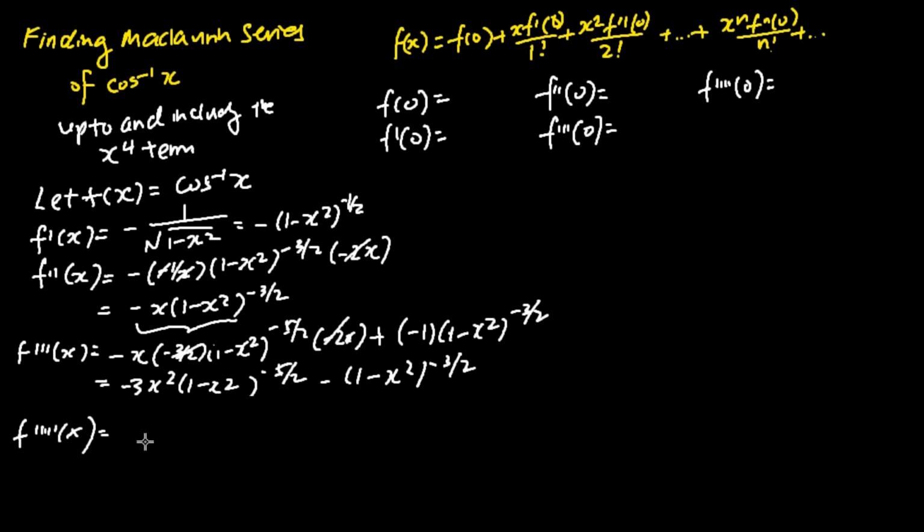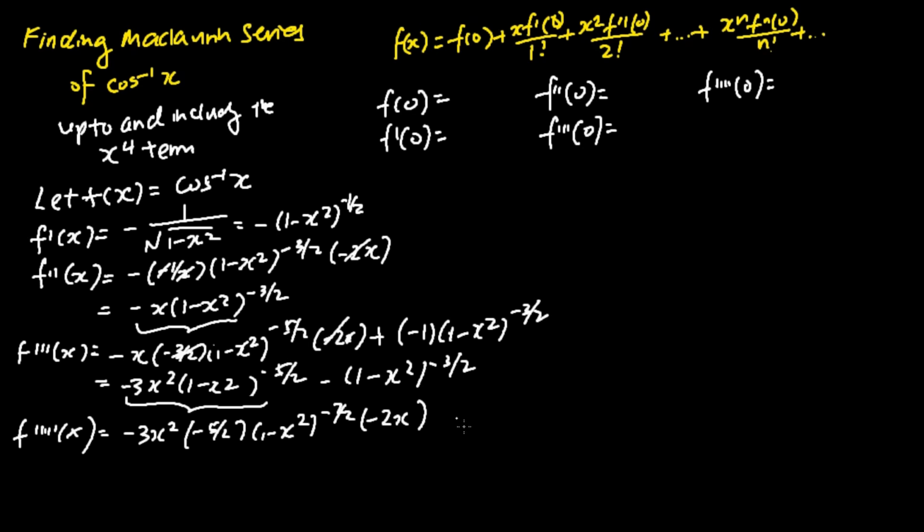So now let's work on next the f 4 times prime x by differentiating f triple prime x. For the first term itself, we will apply the product rule of differentiation. We start off by keeping my negative 3x squared, and we differentiate 1 minus x squared to the power of negative 5 over 2. We get the following, which is negative 5 over 2, 1 minus x squared to the power of negative 7 over 2. Differentiating 1 minus x squared, we get negative 2x. Then we will apply the second part of the product rule of differentiation.